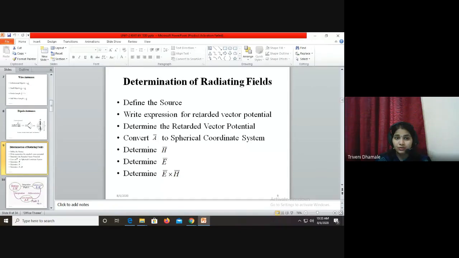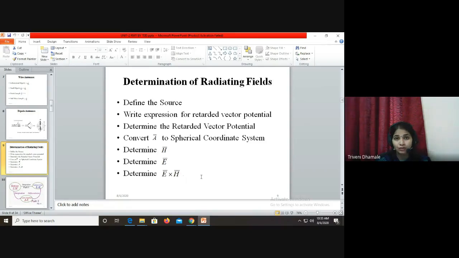Write the expression for the retarded vector potential A bar. Whatever the electromagnetic terms, completely Maxwell's equations, A, V, we are going to use in this case. Determine the retarded vector potential. Convert A bar to the spherical coordinate system. Determine H bar. Determine E bar. Determine E bar cross H bar. Then we will get the power.